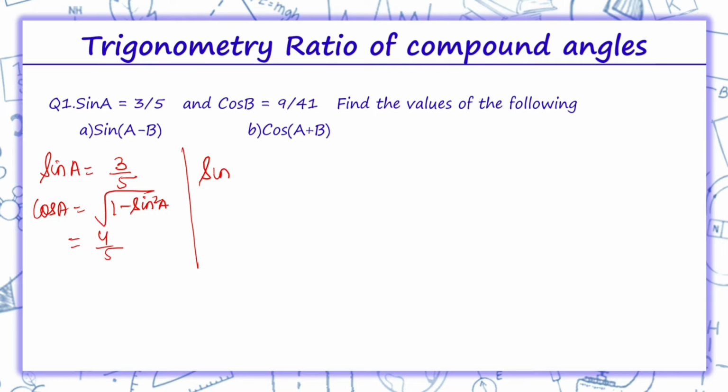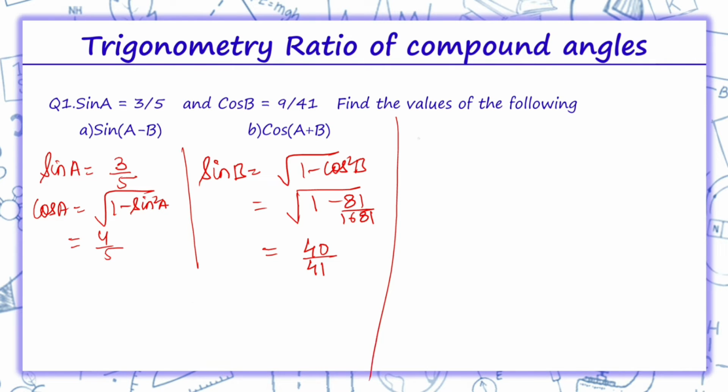Similarly, sin B will be the square root of 1 minus cos square B, which is 1 minus 81 by 1681. Hence, we'll get the value as 40 by 41.